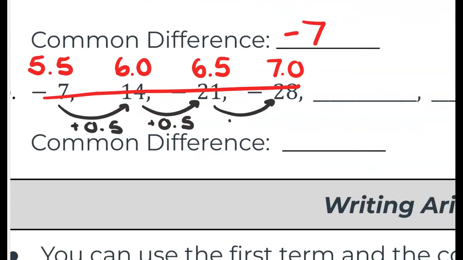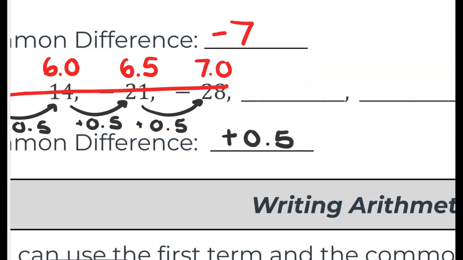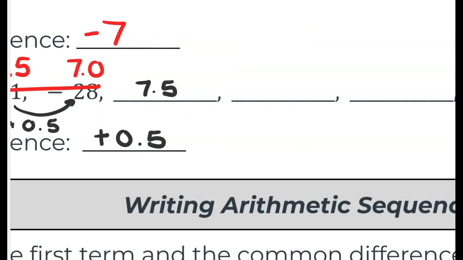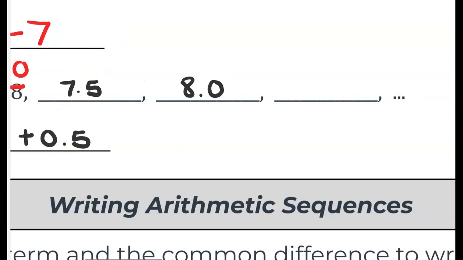I can even, if I want to, do it for all three. So here we're going to make sure we're adding a plus 0.5. And then just doing the next three terms, we just add it each time. This would be 7.5. This would be 8.0, or just 8. And this would be 8.5.